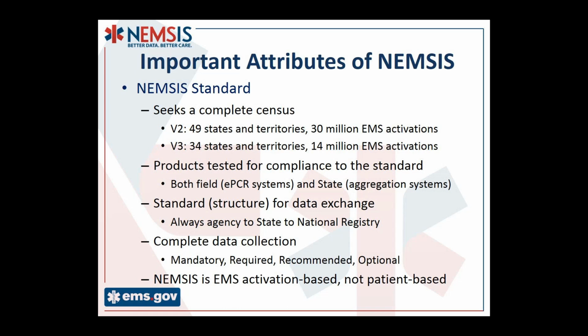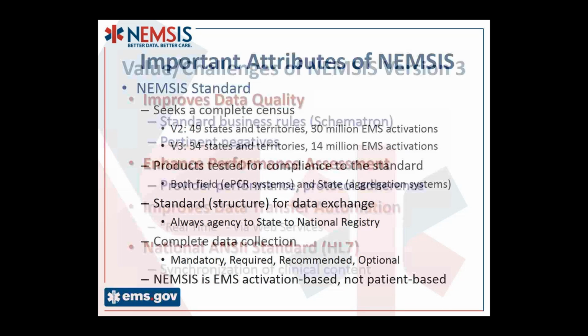We test all of the products that are used within states for compliance to the NEMSIS standard. So the field products as well as the state aggregation products. They all have to exchange data in a structured way, so that a field product completes a record in a patient's living room, it goes to the state, and then it comes to the national registry. We all complete the same data collection. There are national elements that every provider across the country collects, and then there are state-specific elements, and then some elements that are specific to agencies. But this allows us to aggregate data at a much higher level at the national level, and that's what makes this API possible.